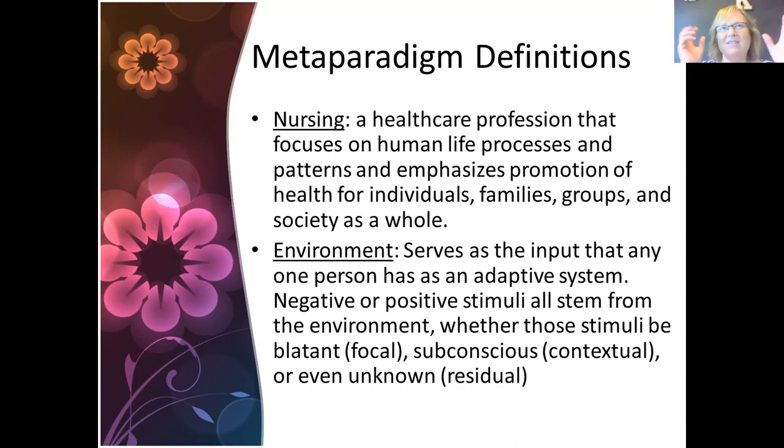And there are three kinds of stimuli that she identifies. One is focal stimuli, or blatant. Those are the obvious stimuli. That's what we think we are responding to. So that might be, I go to reach for something on the stove and I realize the pot is too hot to touch, and I can feel that heat before my hand touches it. That's an external focal stimulus, the heat from the pot.